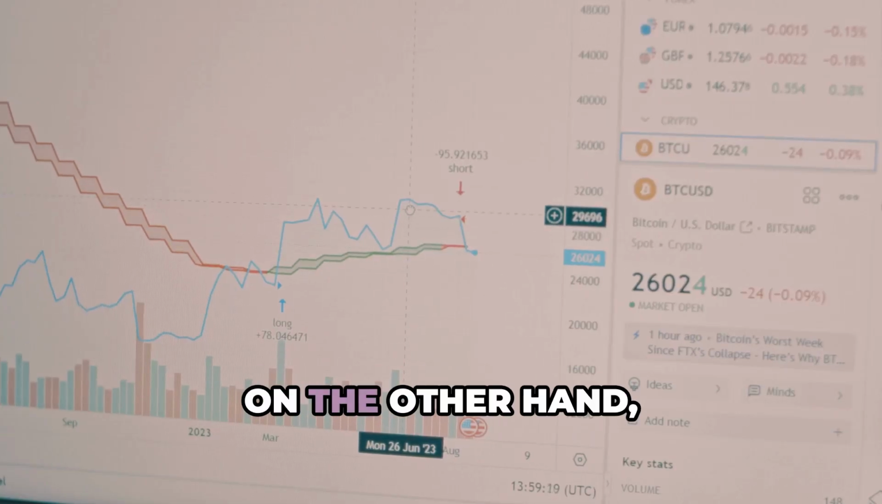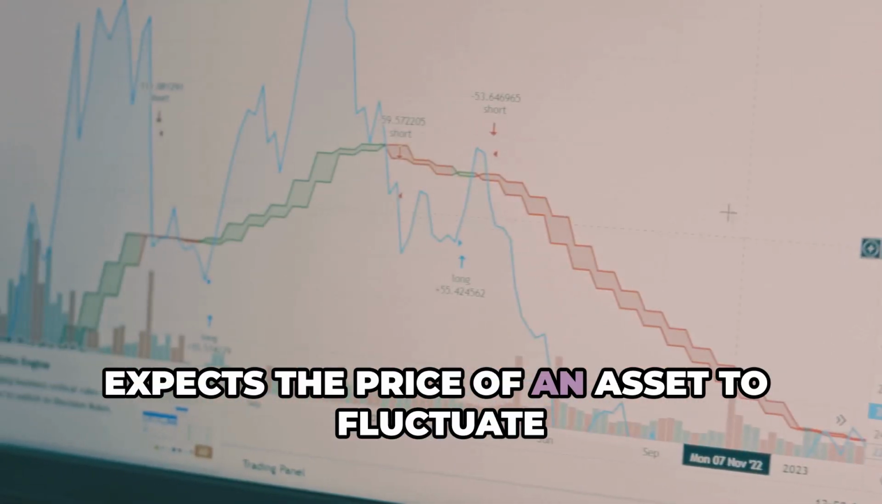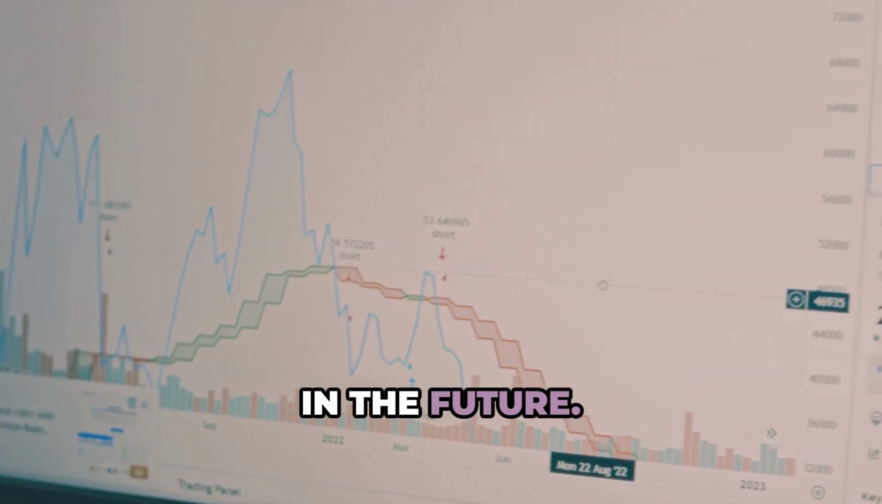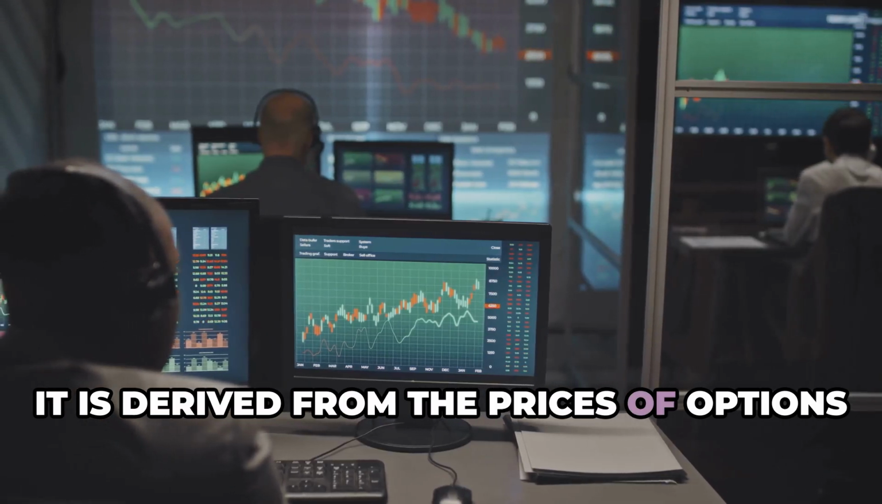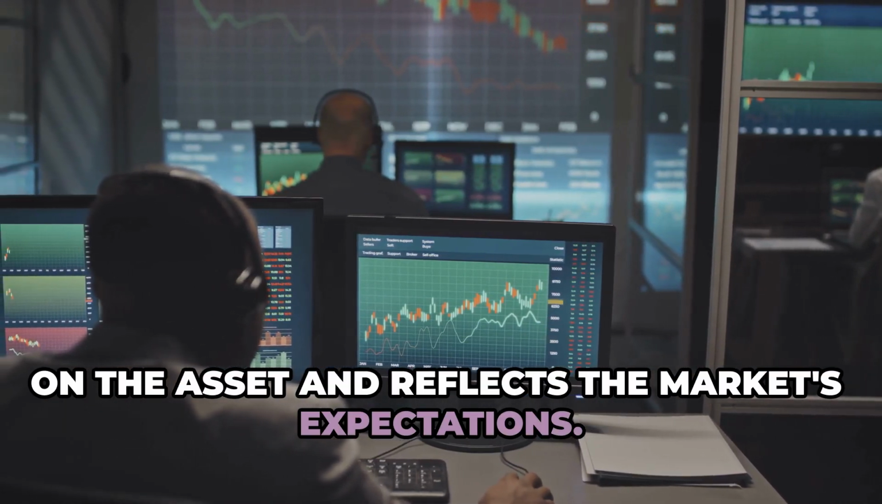Implied volatility, on the other hand, is a measure of how much the market expects the price of an asset to fluctuate in the future. It is derived from the prices of options on the asset and reflects the market's expectations.